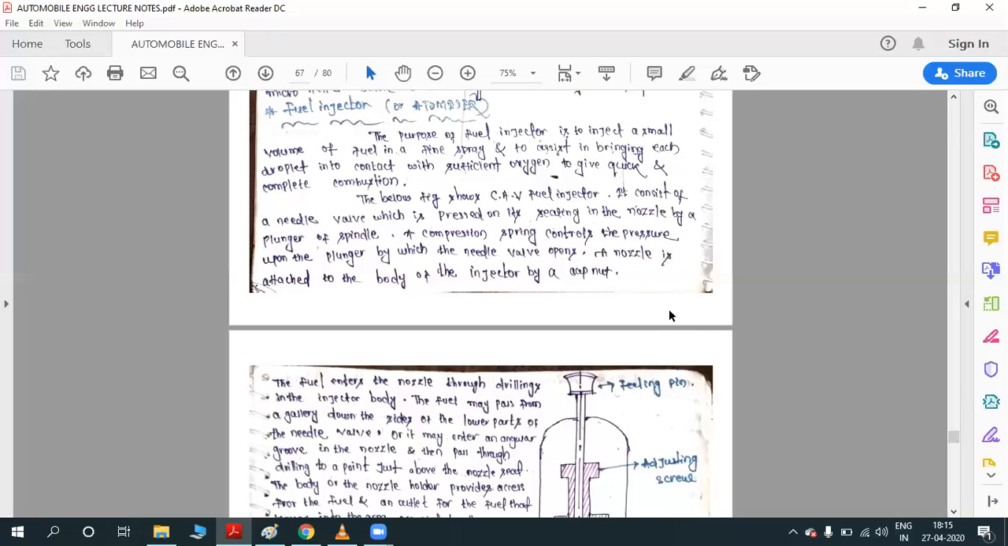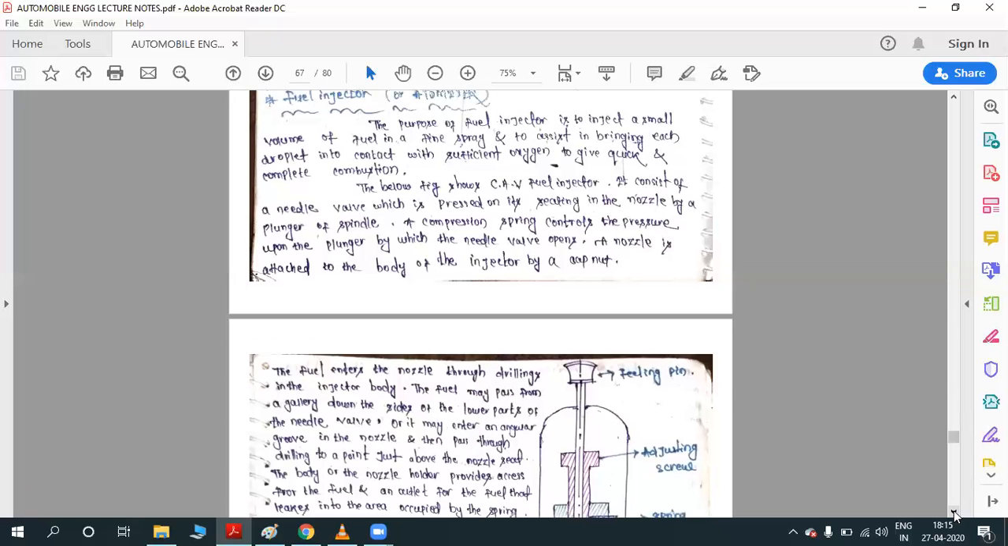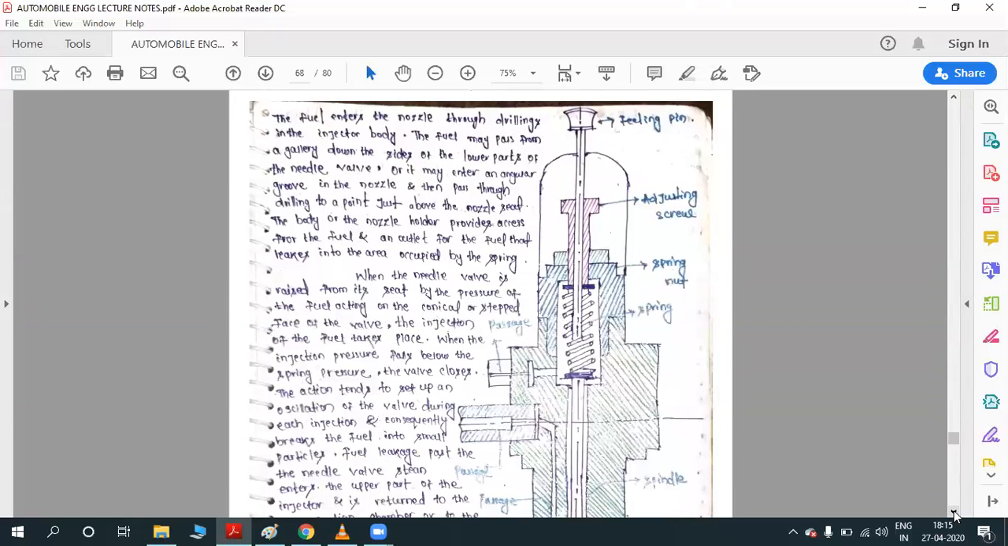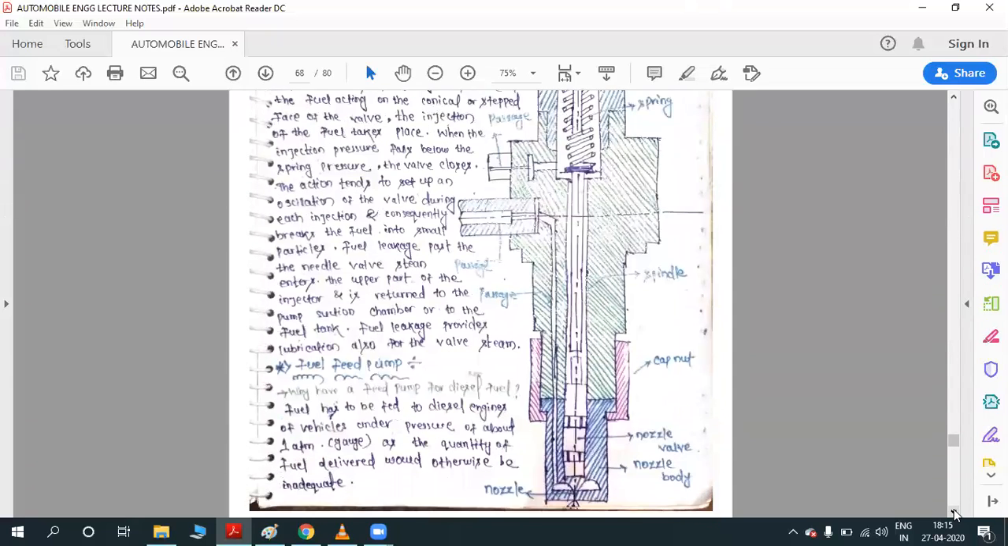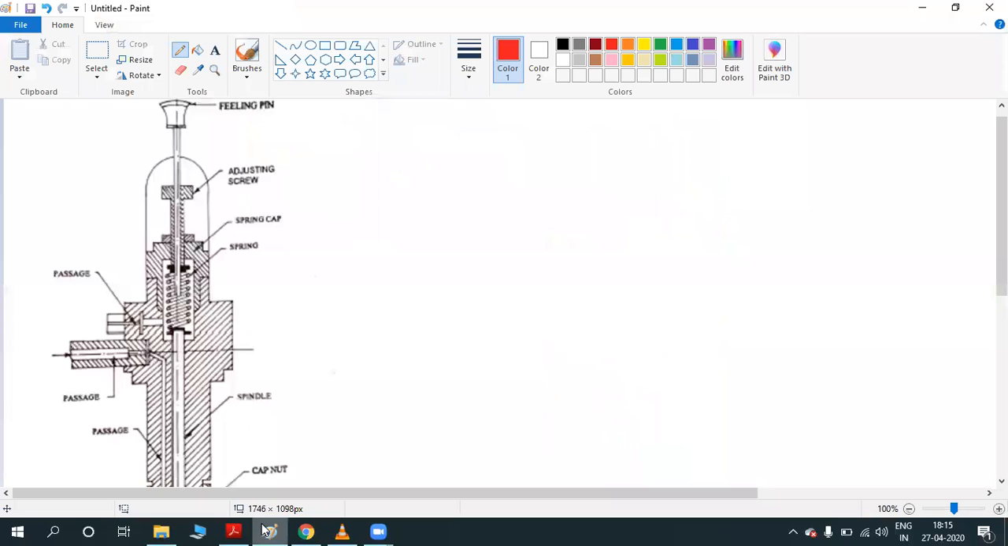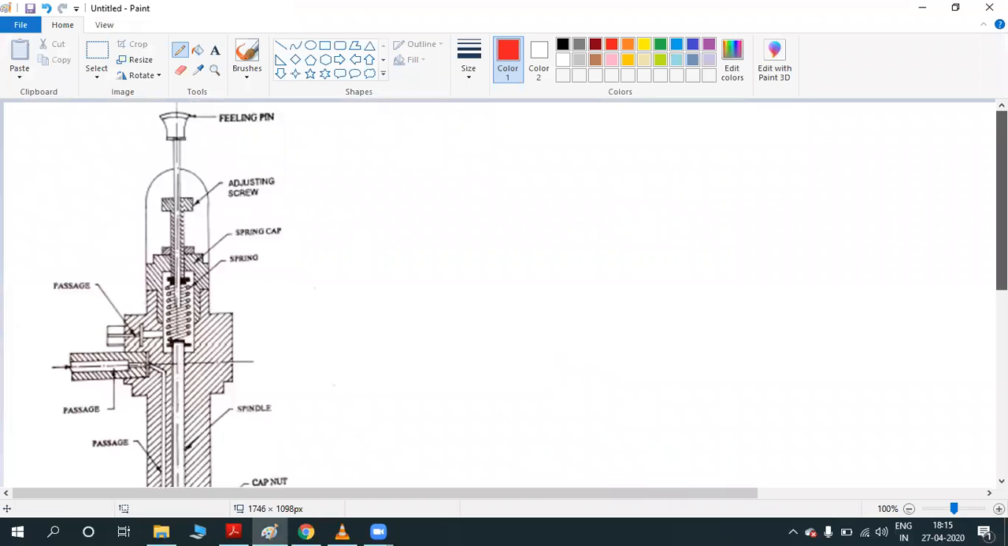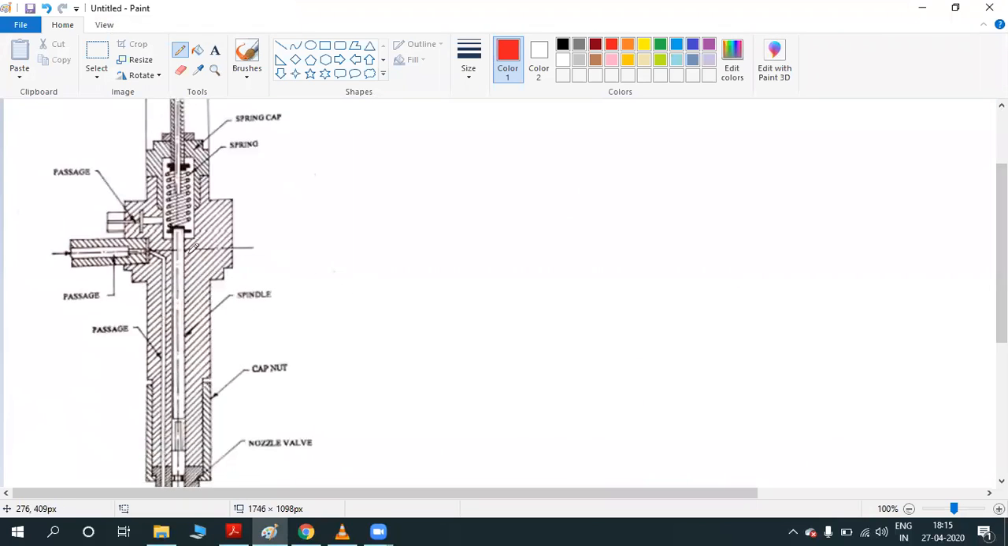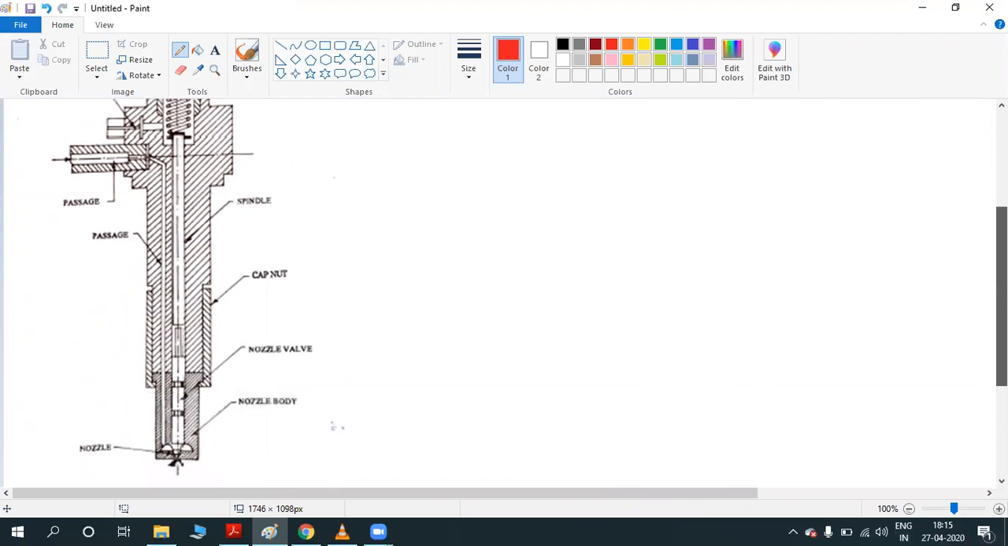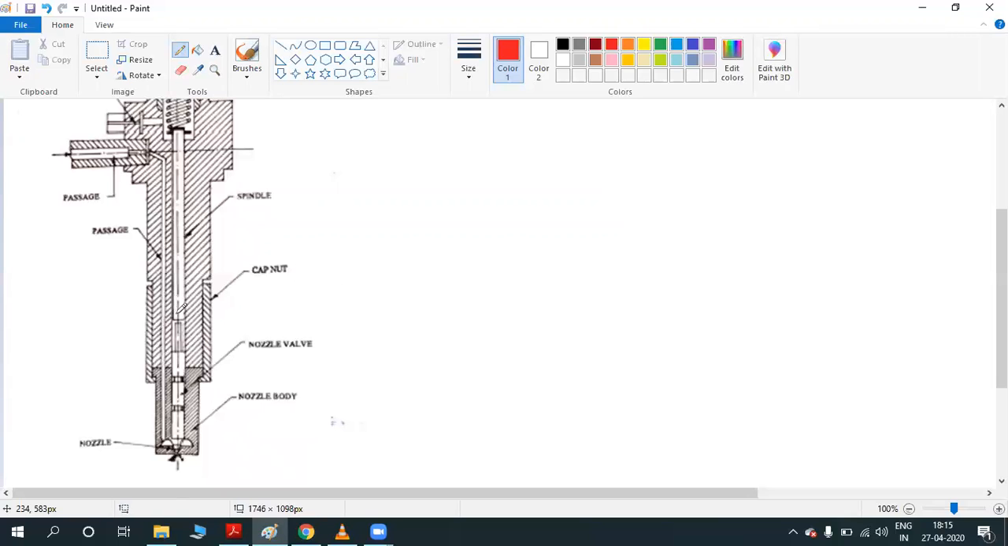So let us see a fuel injector. This is the diagram of your fuel injector. Let me show you in a bigger picture. Here is a fuel injector, and you can see the parts. On top of it is a filling pin. Then there is an adjusting screw, and in the center is a spindle. This is the spindle, which has a nozzle at the end of it, a spindle having a nozzle valve. This is the nozzle body, and at the end of it there is a nozzle.